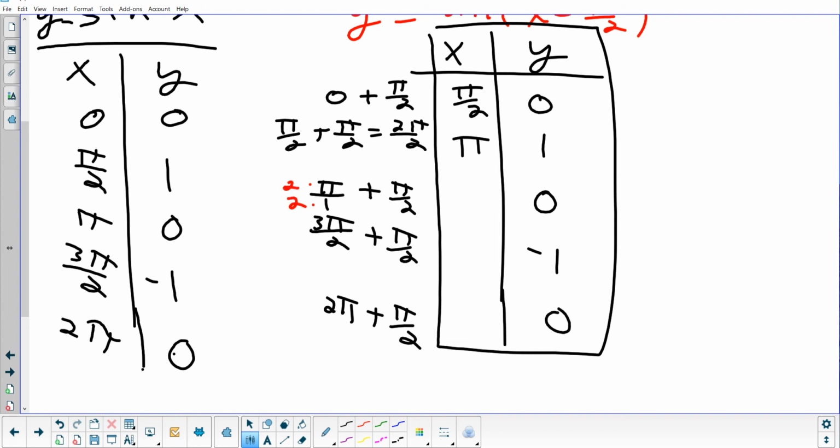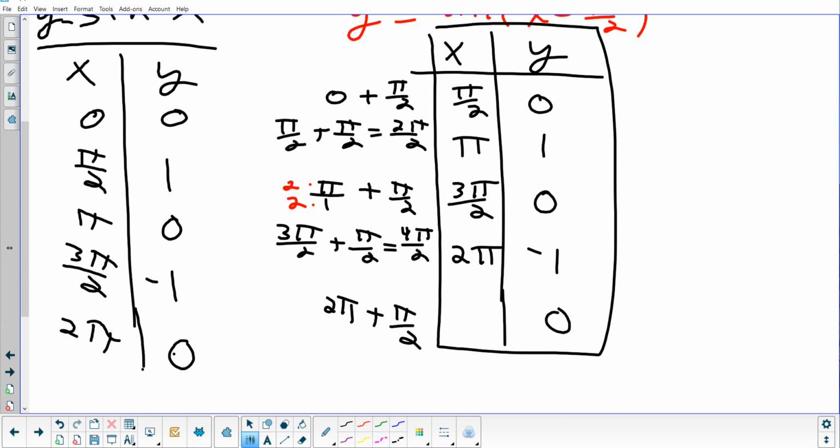Now we have 2 pi over 2 plus 1 pi over 2. How much is that? 3 pi over 2. Next one already has a common denominator. 3 pi over 2 plus 1 pi over 2. What would that be before you reduce it? Yep. 4 pi over 2.